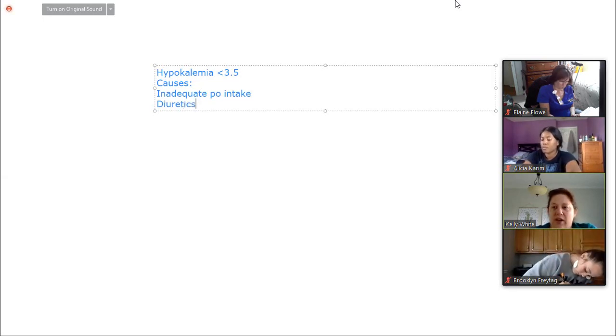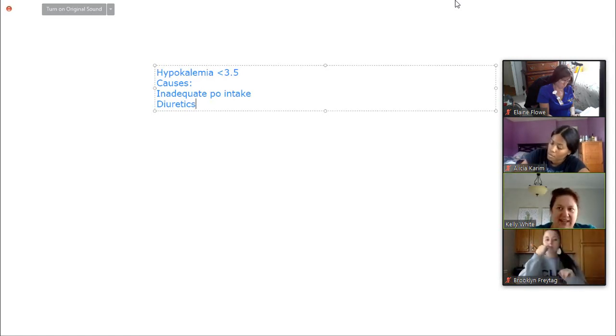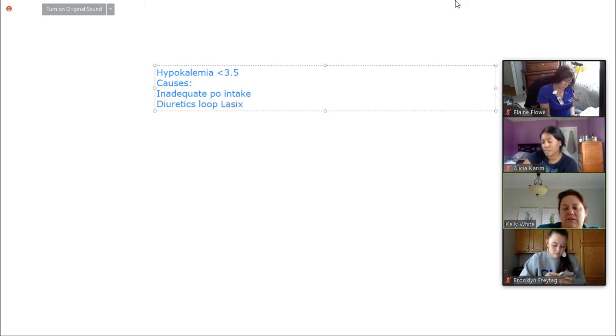So if you are giving patients Lasix dose after Lasix dose after Lasix dose, and they're peeing a lot, anytime you do that, their potassium's going right out with that urine. Okay. So those are called loop diuretics. So that's going to be like your Lasix. They do make potassium sparing diuretics, but these are going to be your loop diuretics, like your Lasix.